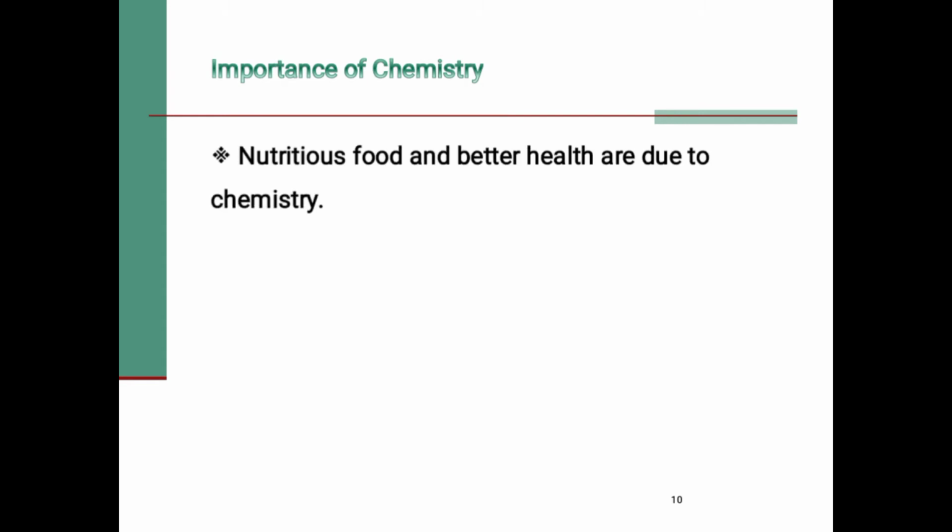So importance of chemistry is the next topic. So why is chemistry important for us? Nutritious food and better health are due to chemistry. Nutritious foods means the food that plays a vital role in our growth and development, like energy drinks, like juices. So it is due to chemistry.